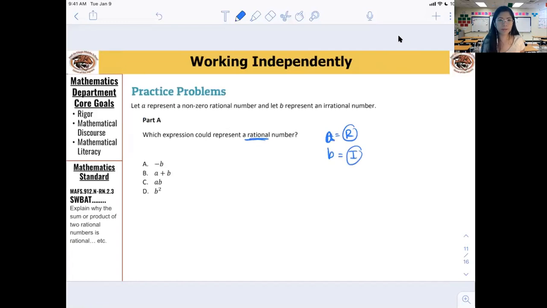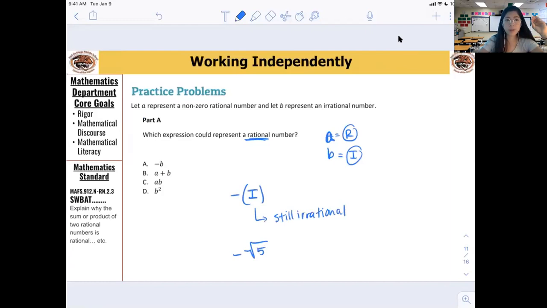So let's take a look. So A, negative B. If I have an irrational number and I turn it negative, is it all of a sudden rational or is it still going to be irrational? It's still going to be irrational. Yeah. Because think about an example like the square root of 5. If I have the negative square root of 5, that doesn't really change anything. It's still an irrational number. So we're looking for which one is rational. It's not going to be A.